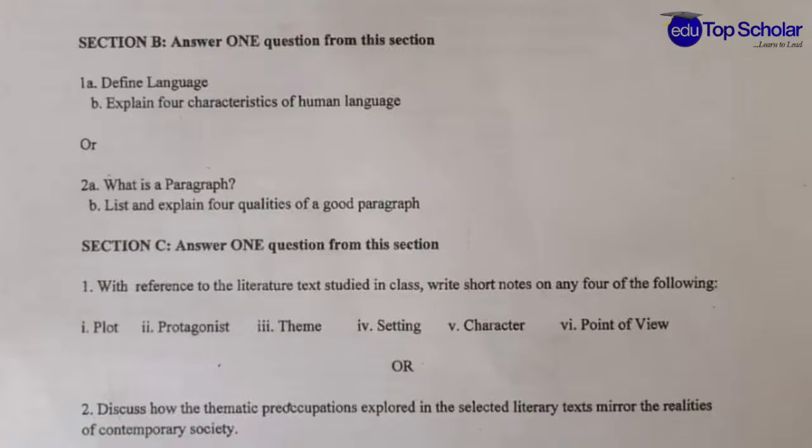But the antagonist is the person that is working against him in that story. That is the antagonist. So those are the 2 characters. And you know, a story will have conflict. So the conflict will be between the protagonist and the antagonist. Then the 3rd one, theme.